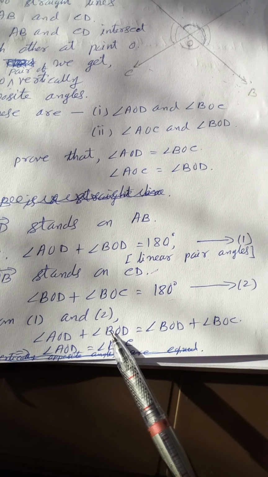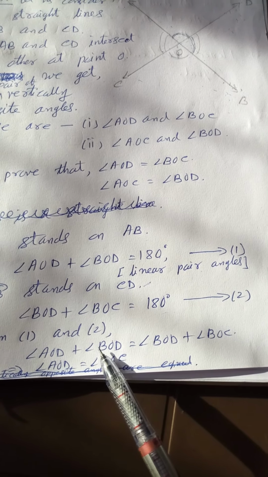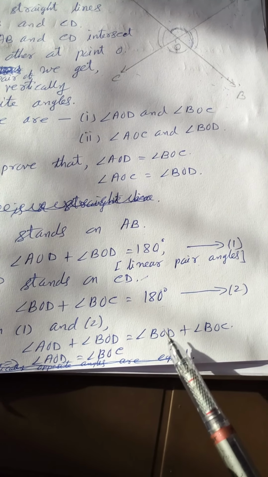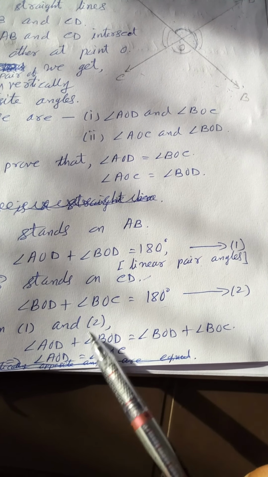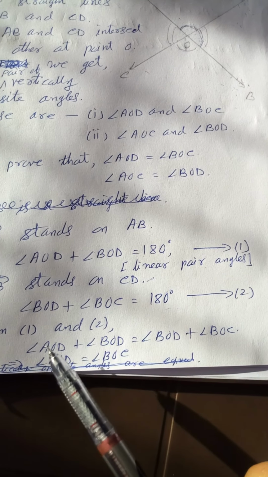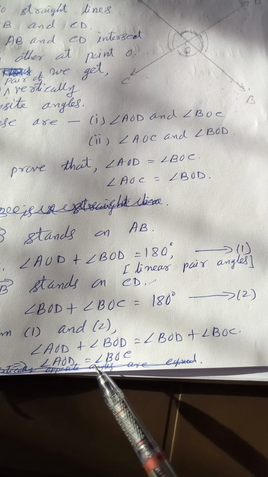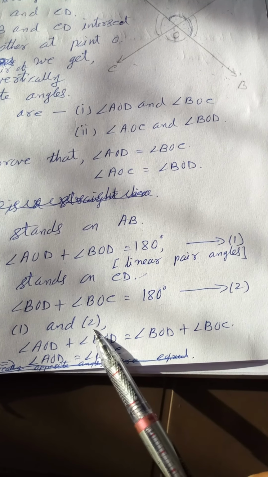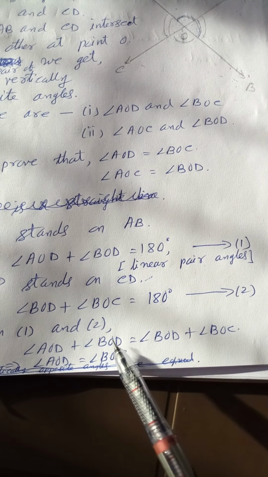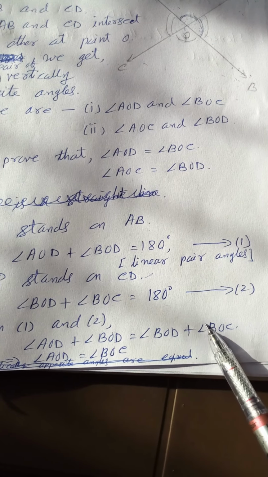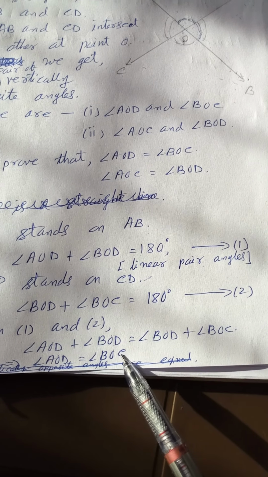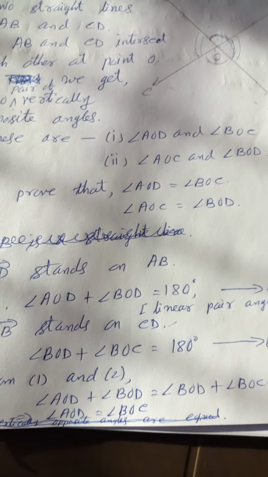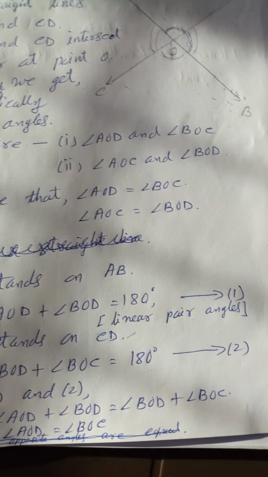If two equal values are added on both sides, then they cancel each other. This side has plus BOD, and this side also has plus BOD, so these two are cancelling each other. Then what is left is AOD equal to angle BOC. That means we get one pair: AOD is equal to BOC. One pair of the vertically opposite angles are equal.